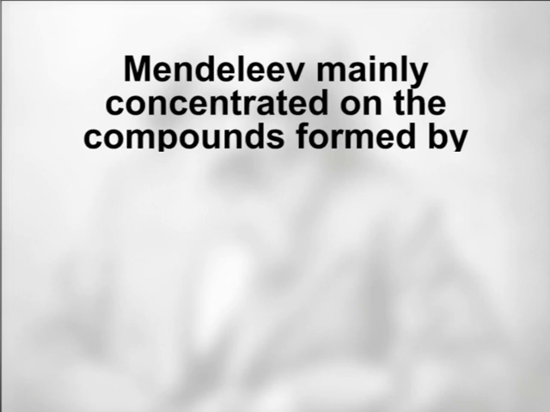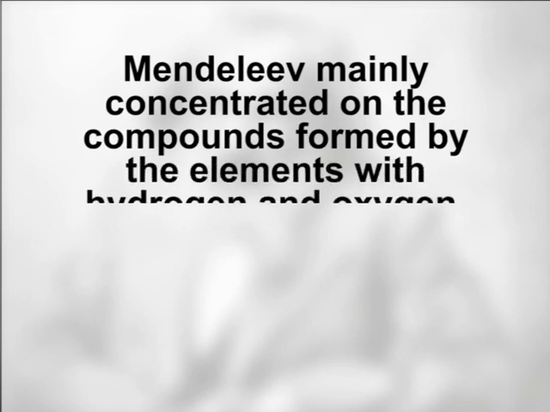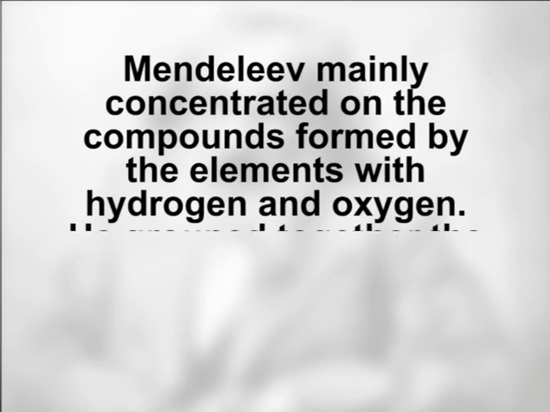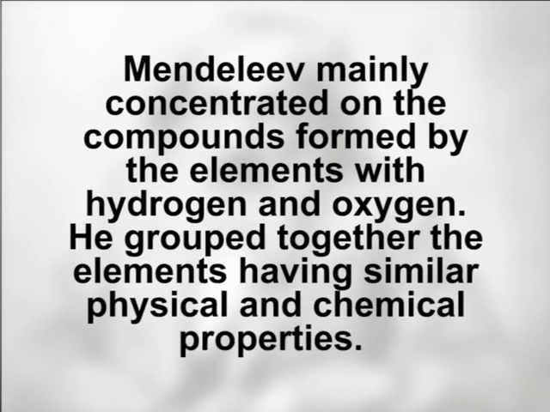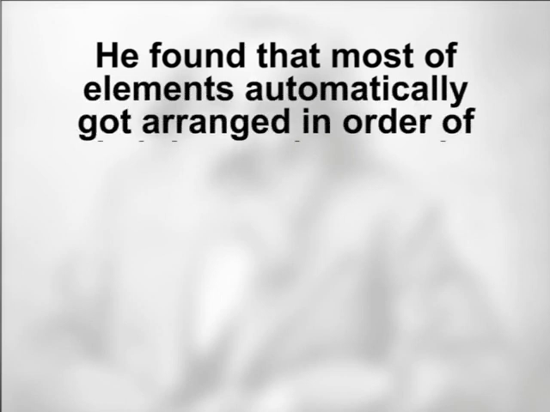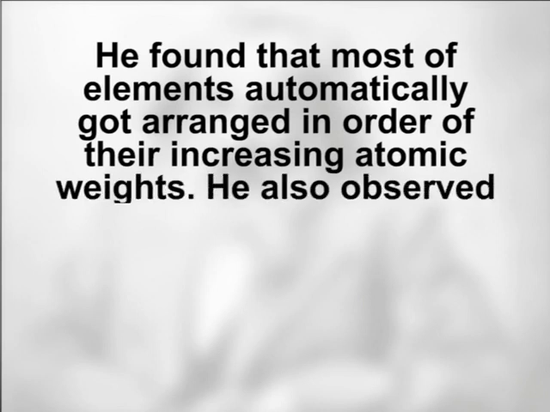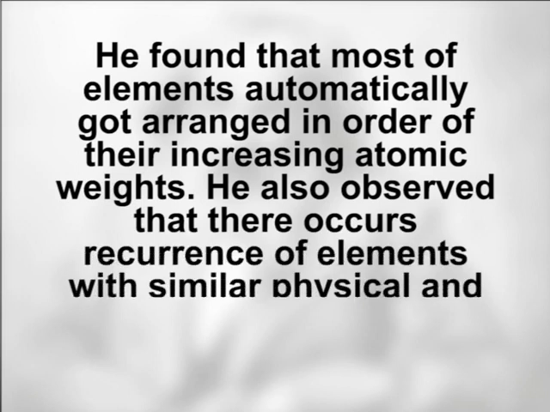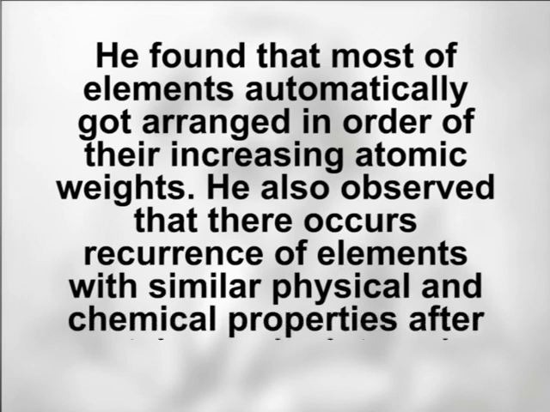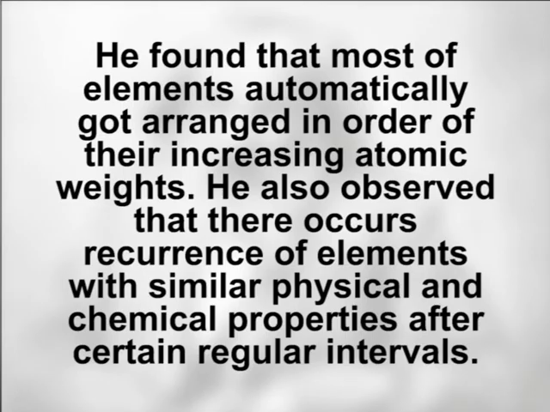Mendeleev mainly concentrated on the compounds formed by the elements with hydrogen and oxygen. He grouped together the elements having similar physical and chemical properties. He found that most of the elements automatically got arranged in order of their increasing atomic weights. He also observed that there occurs recurrence of elements with similar physical and chemical properties after certain regular intervals.